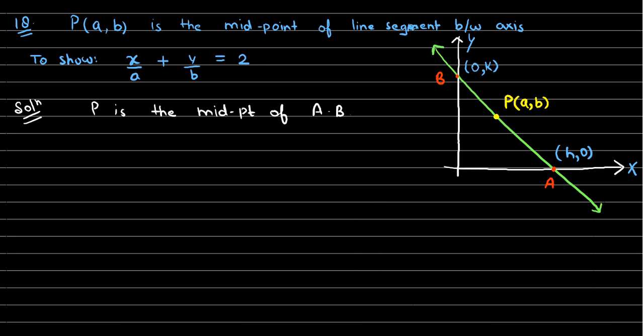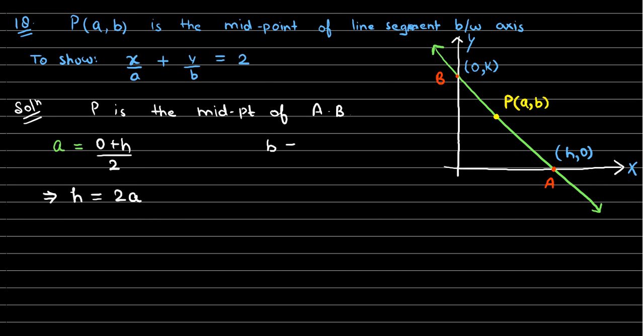Okay. So here P is the midpoint of the line AB. So we are going to have a relationship among the coordinates of point P with the coordinates of AB. By using the midpoint formula, I know that this coordinate A is equal to 0 plus h by 2. So from this expression, I can get the value of h to be twice of A, because the value of h and k is not known to us.